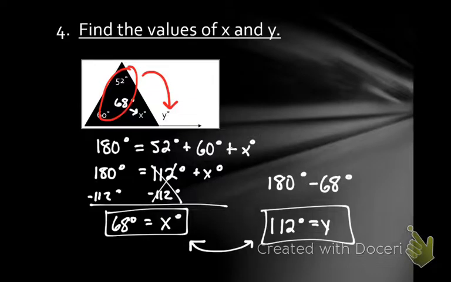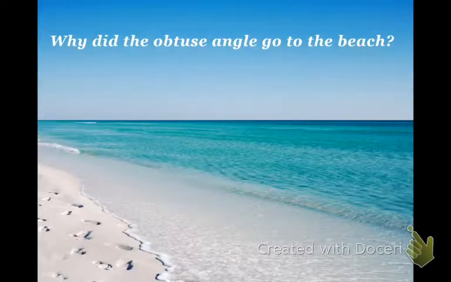Good job. All right, so I've got a joke for you. Why did the obtuse angle go to the beach? To get bigger. Oh, man. All right, you guys have not come up with good answers. You ready for it? Bob. Because it was over 90 degrees. Oh, my God. I knew that.